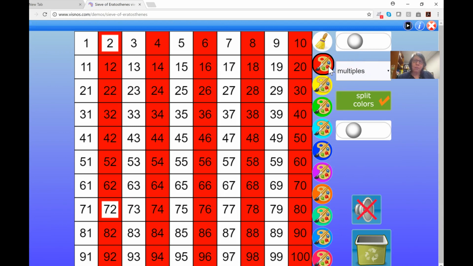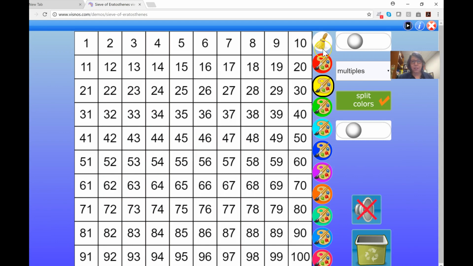Now, what if we decide we want to look at multiples of 3? So I used the little eraser to clear out my multiples of 2. Now I'm going to click on the multiples of 3 and make them be yellow. So I chose the yellow color here. Now let's look at the multiples of 3 and see if we see a pattern for the multiples of 3. What do they end in? I kind of see this cool diagonal pattern here.